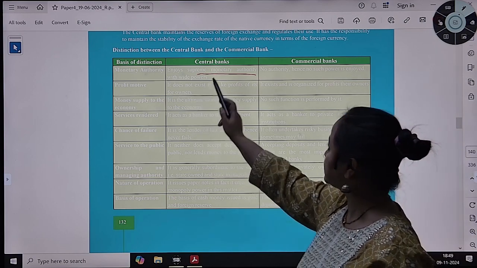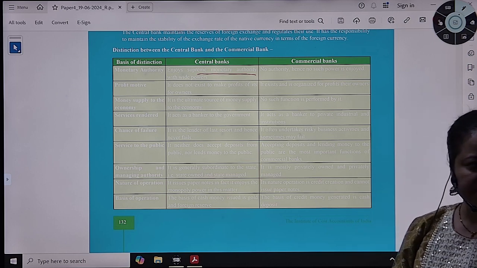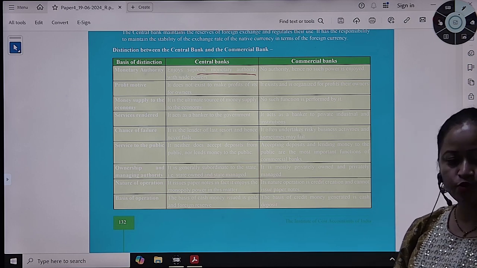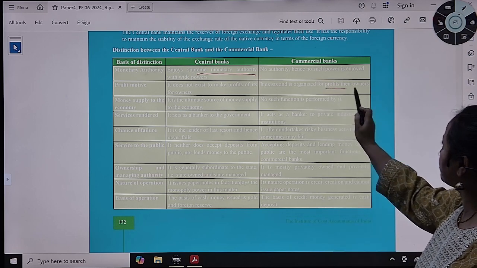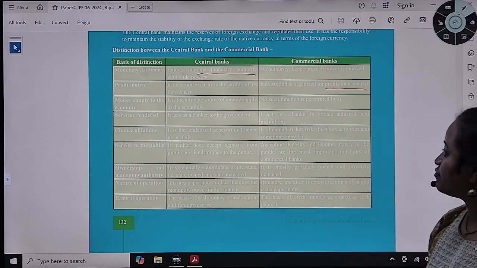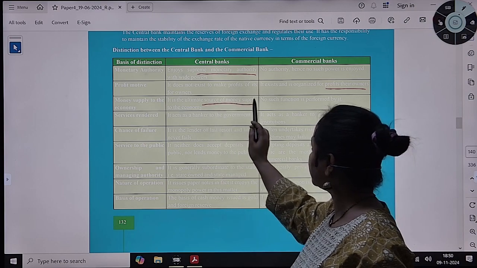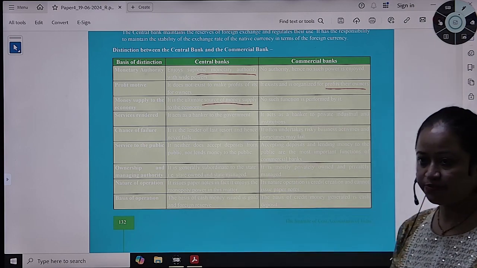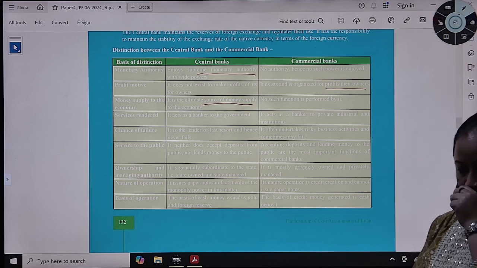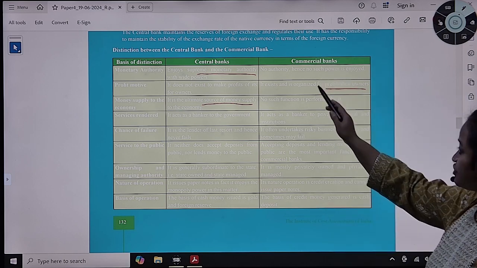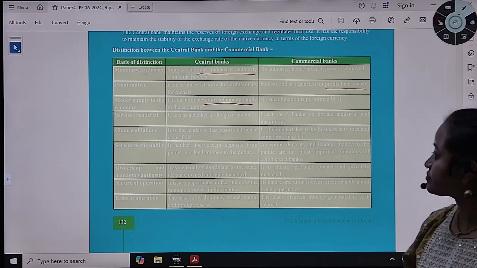Second, the central bank does not have the profit motive. It is established for the welfare of the economy, and for commercial banks the main motive is profit. The central bank is the ultimate source of money supply to the economy, because it prints money. No such function is performed by commercial banks. Commercial banks cannot supply money.